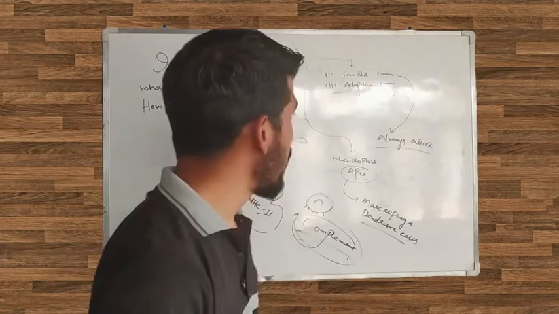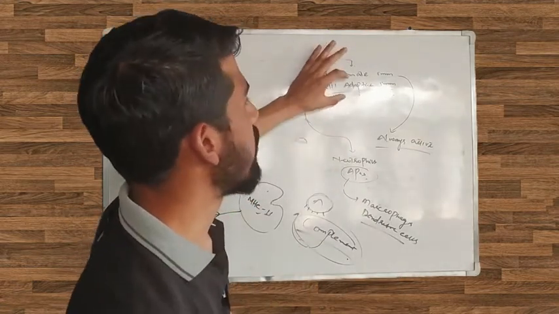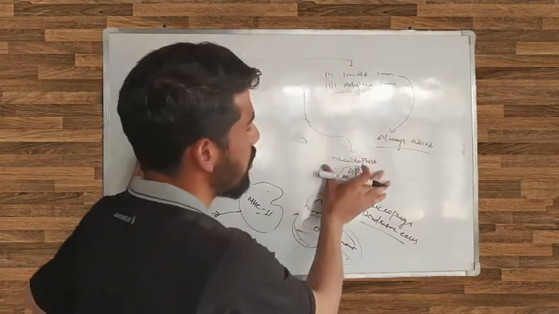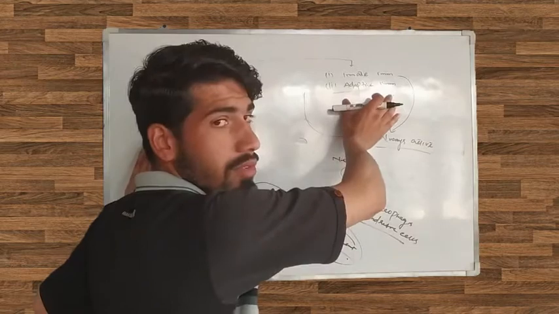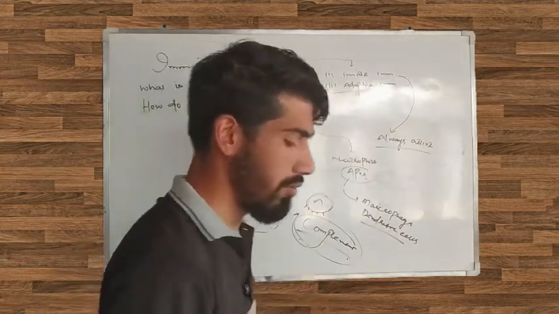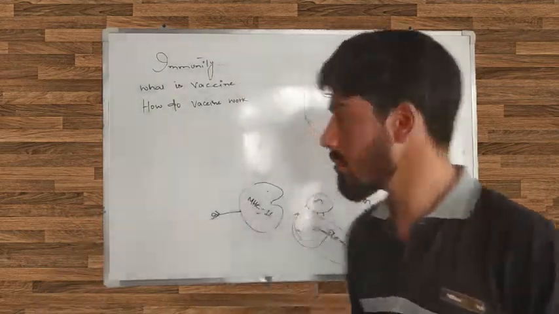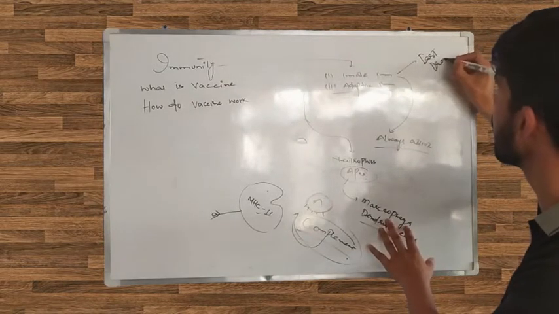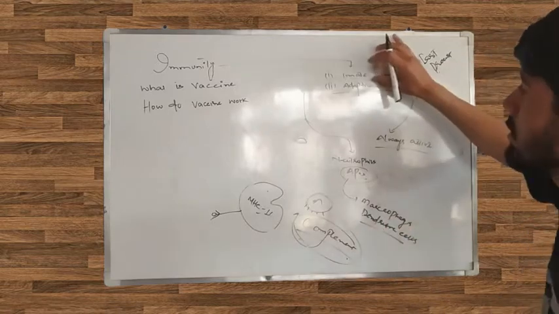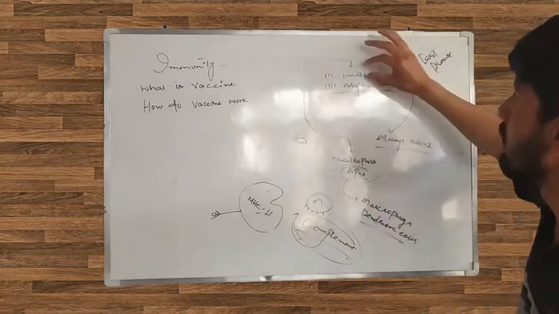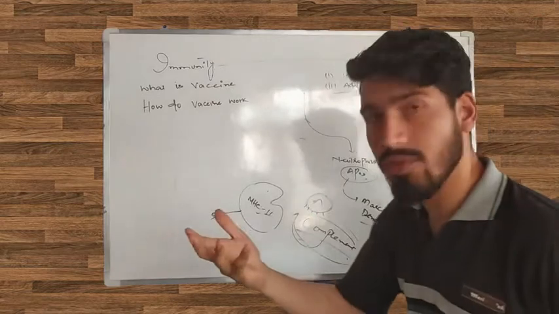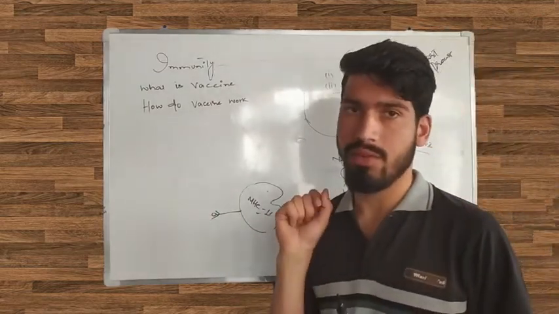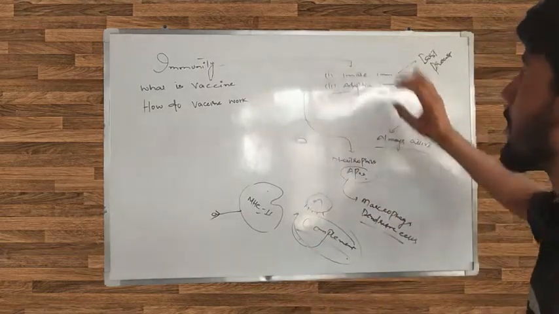Now we talk about the adaptive immunity. As I showed here the innate immunity, now we talk about the adaptive immunity. Why do we call it adaptive immunity? So this is the first process. This innate immunity gives a reply to the antigen very rapidly. Now the adaptive immunity.